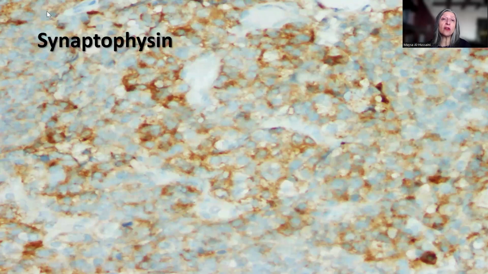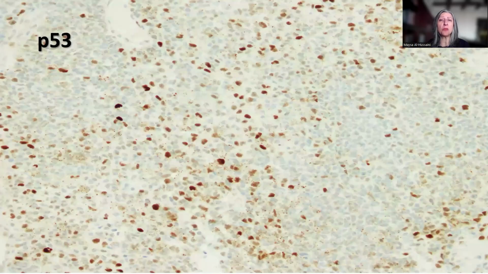Now, going on further, synaptophysin was also positive. It's as if the tumor is trying to tell me that it is multi-lineage. It's showing some epithelial differentiation, some mesenchymal differentiation, and some neuroendocrine differentiation. This multi-lineage immunohistochemical pattern would again be very supportive of ATRT. P53 was not mutant. It shows this mosaic immunohistochemical pattern.